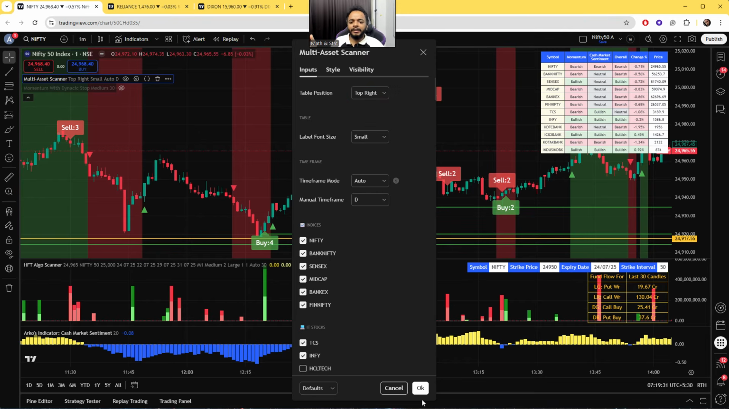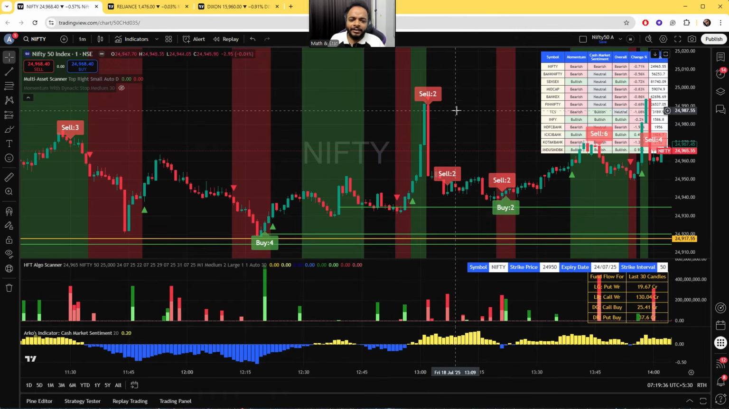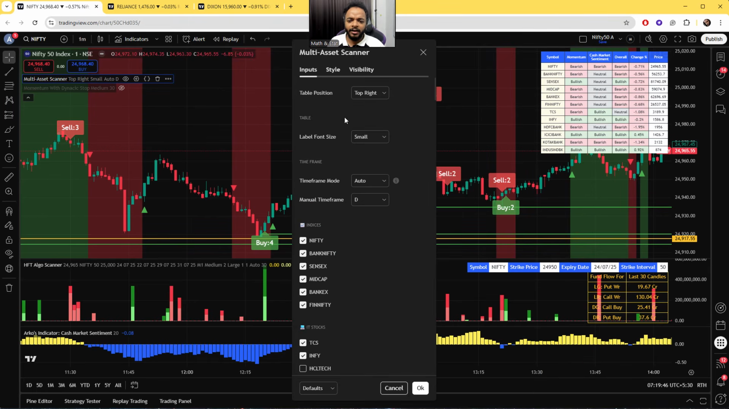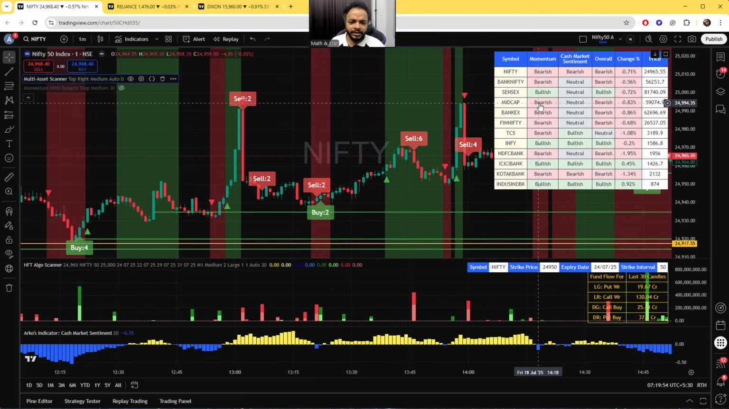Okay, and so that is the thing about scanning the stocks which are on your radar, or the indices, because it's not always possible to scan everything. And also you have the font size as well. So now talking about the momentum indicator. So what is the momentum? It's currently analyzing, and the cash market sentiment, which is this one, so it's also analyzing with respect to that.